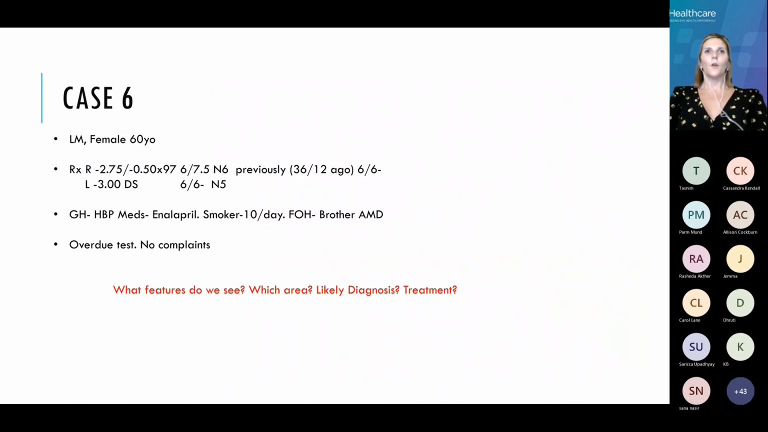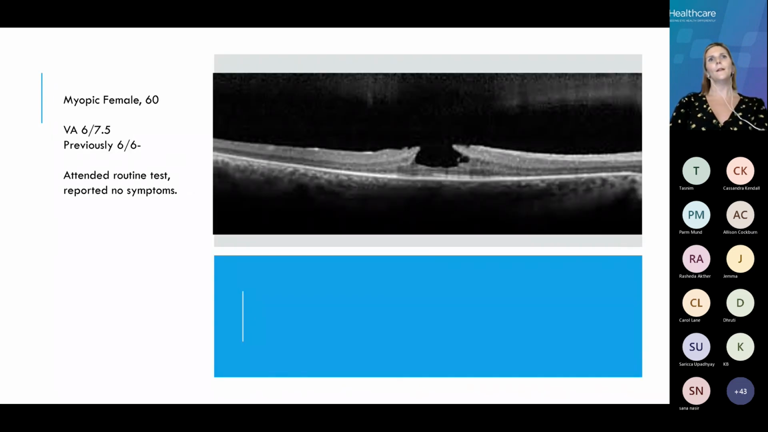This one, we have a 60-year-old female, general health, high blood pressure, medications for that, smoker, 10 a day, family history is brother AMD, overdue tests and no complaints. So with this one, now this image is slightly out of focus on purpose, obviously, and it's also an image that is a single line scan.